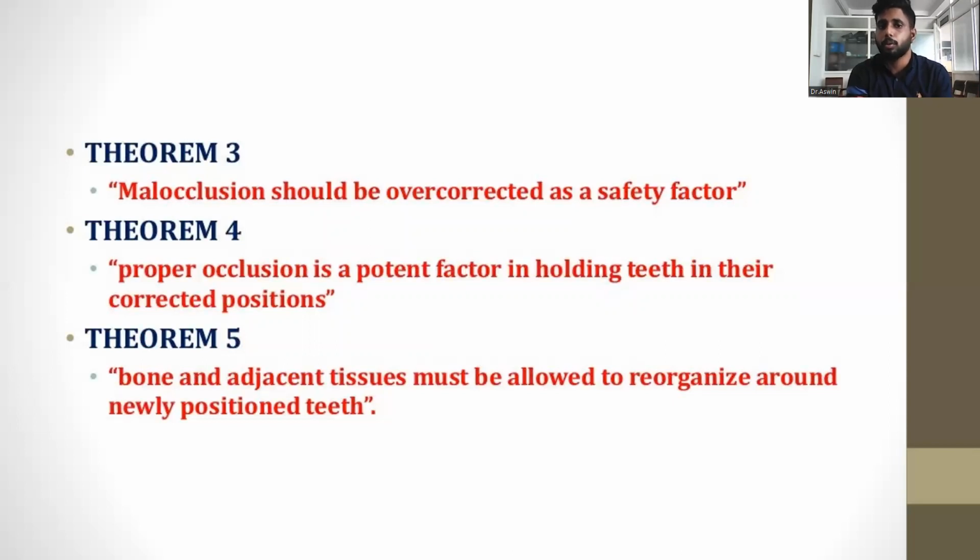Fourth one is proper occlusion is a potent factor in holding the teeth in the correct position. After the treatment, it's very important that we maintain a proper occlusion. If there is no proper occlusion, there is a high chance of relapse. So the cusp to fossa relationship is an important factor after orthodontic treatment. Fifth theorem is bone and adjacent tissue must be allowed to reorganize around newly positioned teeth. We need to give some time for the teeth to adapt to the newly moved position.